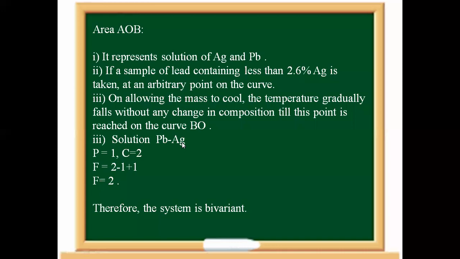How do we need two different parameters? Because, for example, if a sample of lead containing less than 2.6% silver is taken somewhere maybe at the curve B, on the curve OB, what will happen? What do you think? On allowing the mass to cool, definitely the temperature will drop, but there won't be any change in composition till this point is reached on the curve BO. I'm sure जो मैंने आपको बोला वो नहीं समझा, correct?